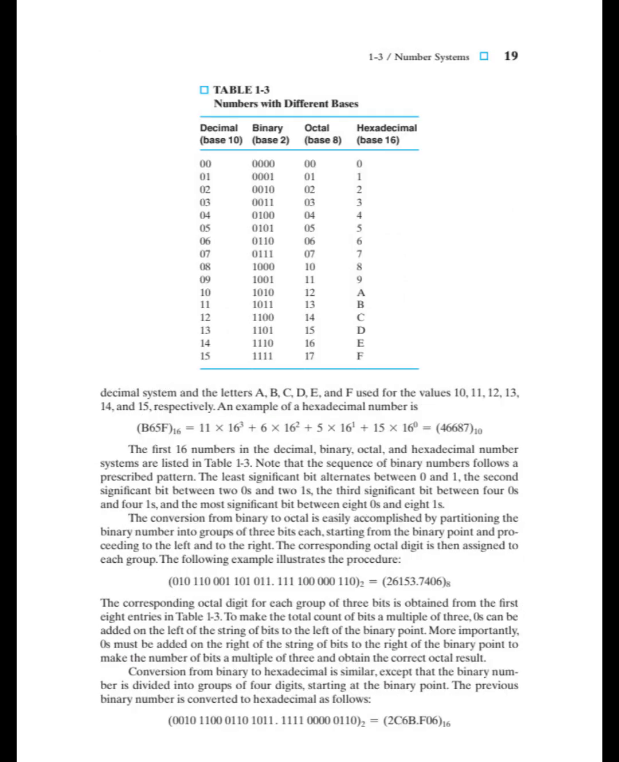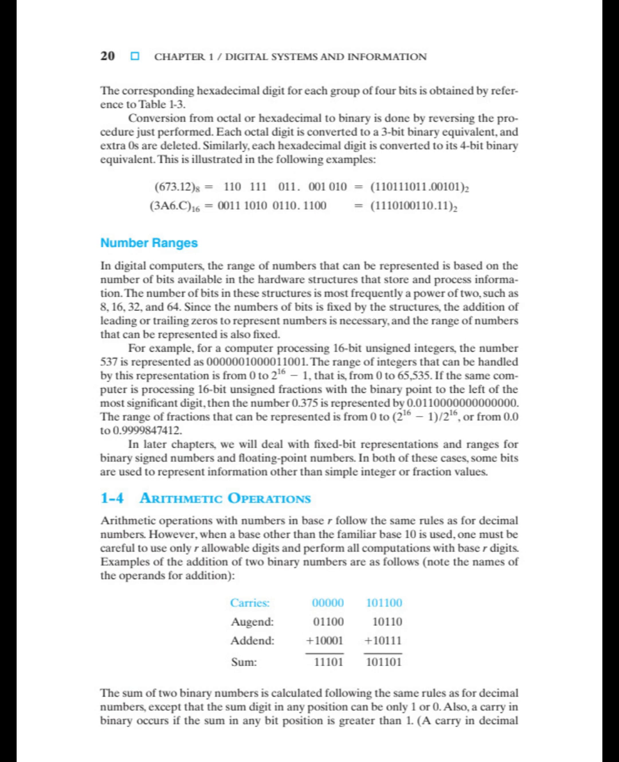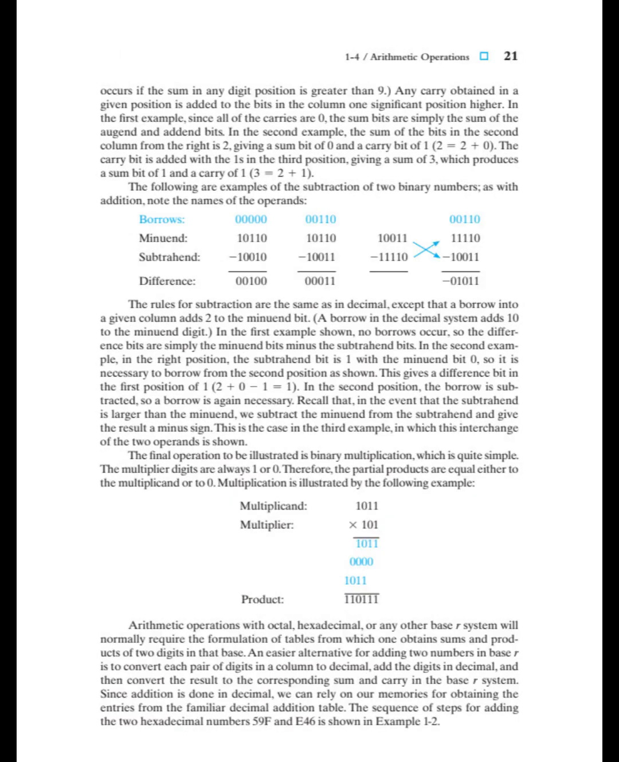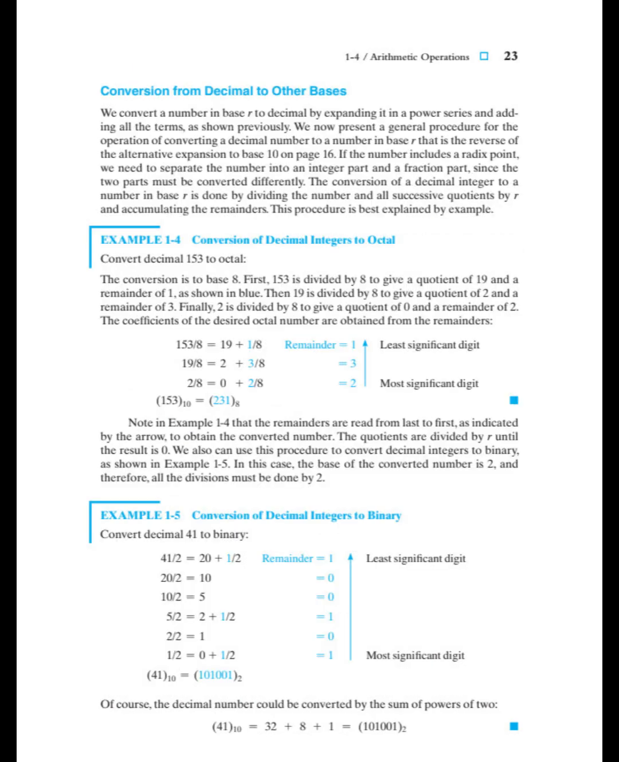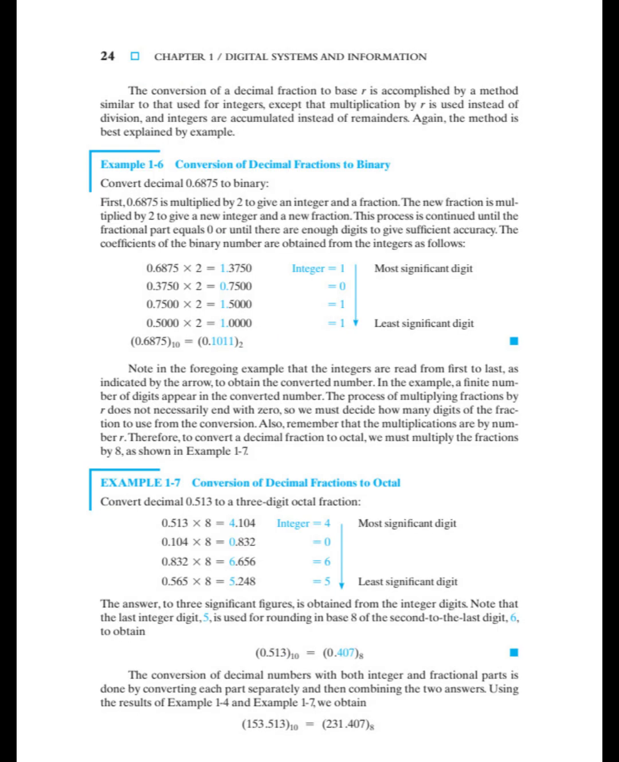How do we represent decimal digits using binary code? That's where BCD comes in, binary coded decimal. Each decimal digit from 0 to 9 is represented by a 4-bit binary code. So for example, the decimal number 295 would be 0010 1001 0101 in BCD. Exactly. You just replace each decimal digit with its 4-bit code.